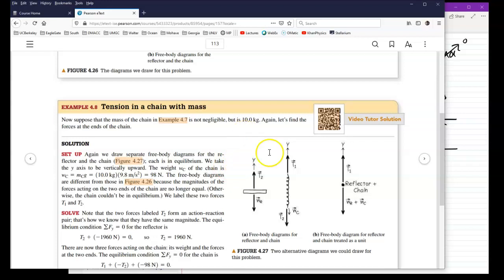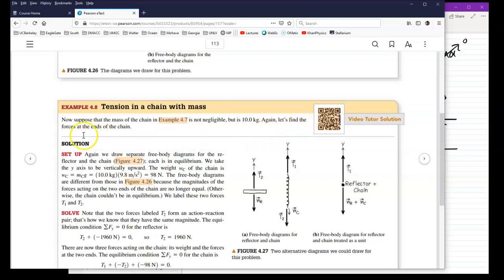Oh yeah, I forgot. This is a continuation of the previous example. He said, now suppose the mass of the chain in the previous example is not negligible. So we've taken into consideration the mass of the chain itself. The chain is heavy, it's 10 kilograms. That's a really heavy chain. That makes it what, 20, 22 pounds.